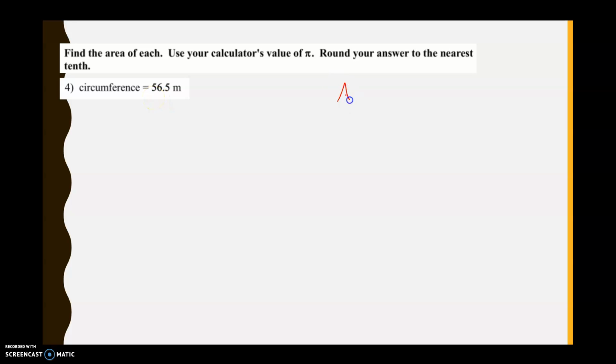To figure out what your area is, area is equal to pi r squared, so we have to know what our radius is. So our area is going to be equal to pi times something squared. To figure out what that is, I'm going to use my circumference. Circumference is 2 pi r, and I'm going to solve for my r. Replacing my circumference with 56.5 is equal to 2 pi r.